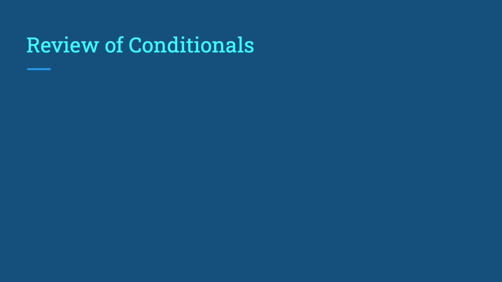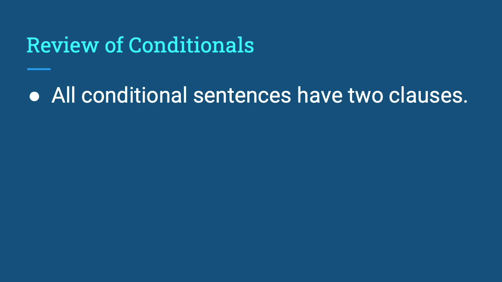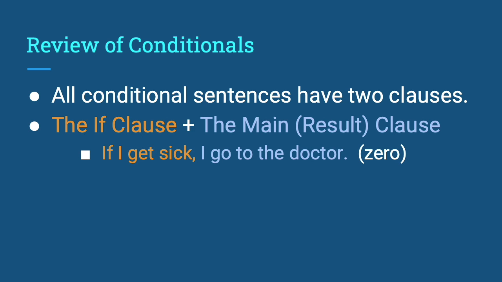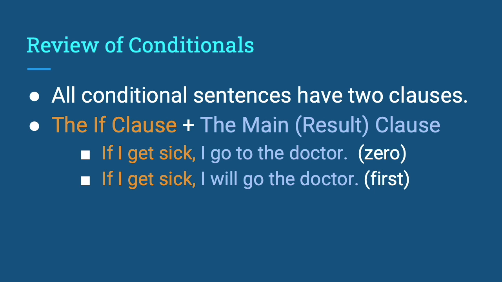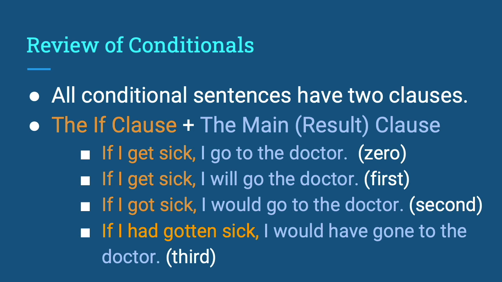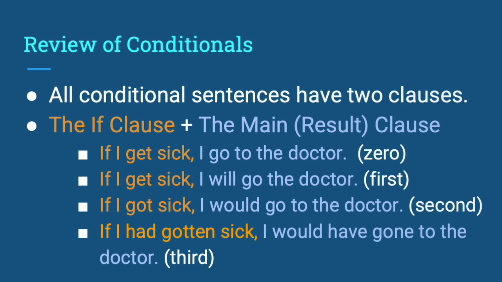This lesson is on third conditionals, but let's review conditionals. All conditional sentences have 2 clauses, the if clause and the main clause, or the result clause. If I get sick, I go to the doctor. 0 conditional. If I get sick, I will go to the doctor. 1st conditional. If I got sick, I would go to the doctor. 2nd conditional. If I had gotten sick, I would have gone to the doctor. 3rd conditional.